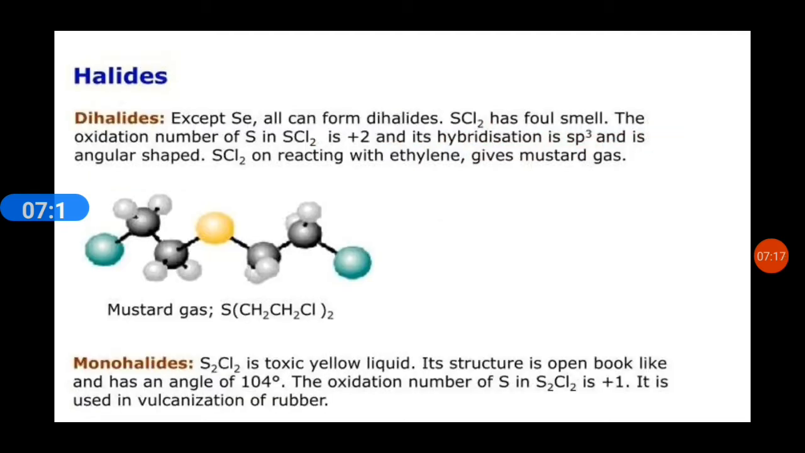Dihalides: except selenium, all can form dihalides. SCl2 has a foul smell. The figure is mustard gas, having formula S(CH2CH2Cl)2. Monohalides: S2Cl2 is a toxic yellow liquid. Its structure is open book-like and has an angle of 104 degrees.